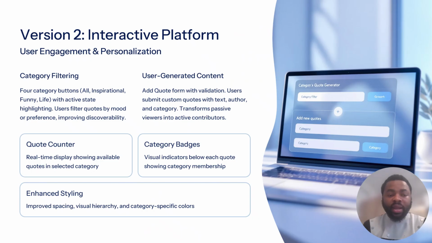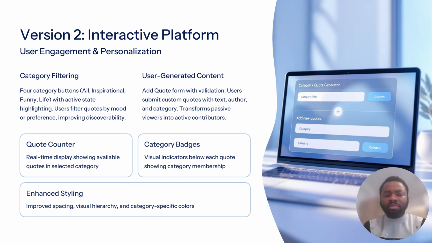So next, I talk about version 2 of the app, which I call an interactive platform. This helps user engagement and personalization, as in category filtering, whereby you can select from any of the category buttons, such as inspiration, funny, life, and all. This always helps you to know which code you want to filter, whether in a good mood or a preference. So this helps to improve discoverability.